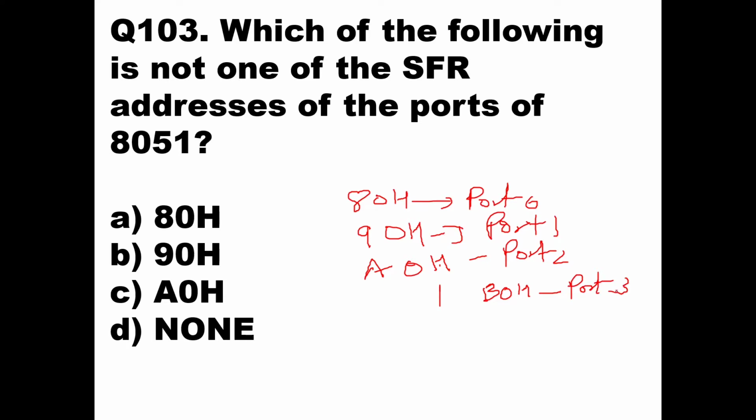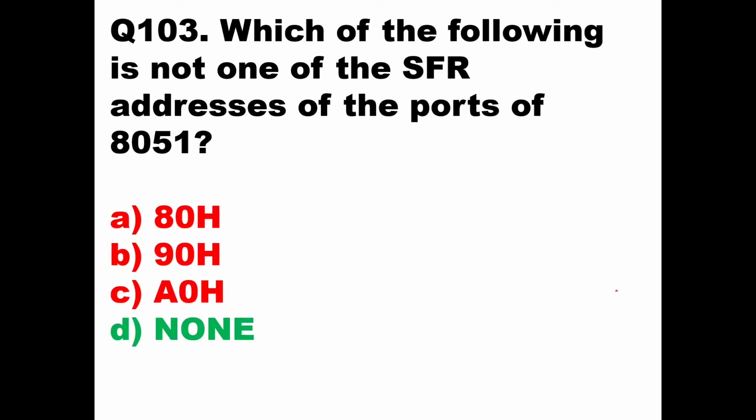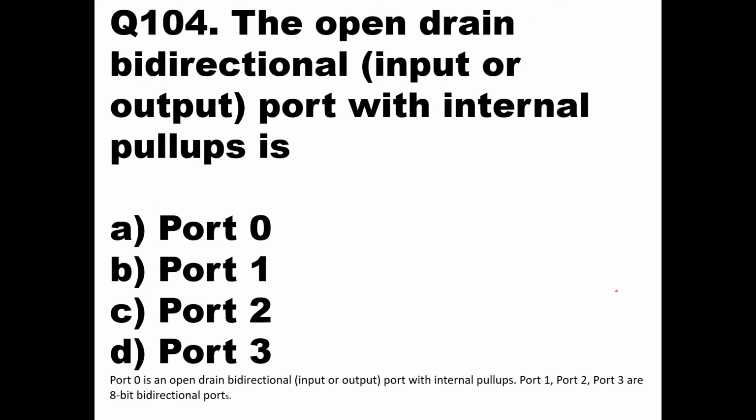So the question he has asked is, which of the following is not one of the SFR, special function register, addresses of the ports of 8051? Out of this, 80H, 90H, A0H are the addresses of port 0, port 1, and port 2. And option D, none. I think option D is the right answer, because all the above are addresses of the ports. So here the option will be none. Clear? Then we'll go to the next question.